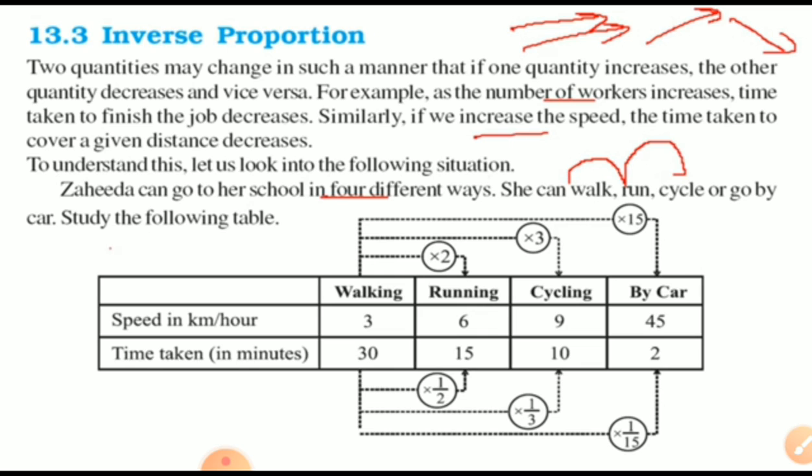Zahida can go to her school in 4 different ways. She can walk, run, cycle and go by car. Study the following. Walking takes 30 minutes, running takes 15 minutes, cycling takes 10 minutes and going by car takes 2 minutes.